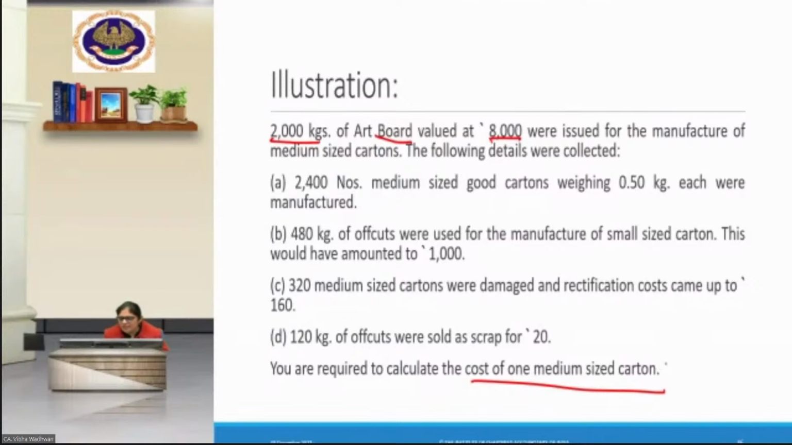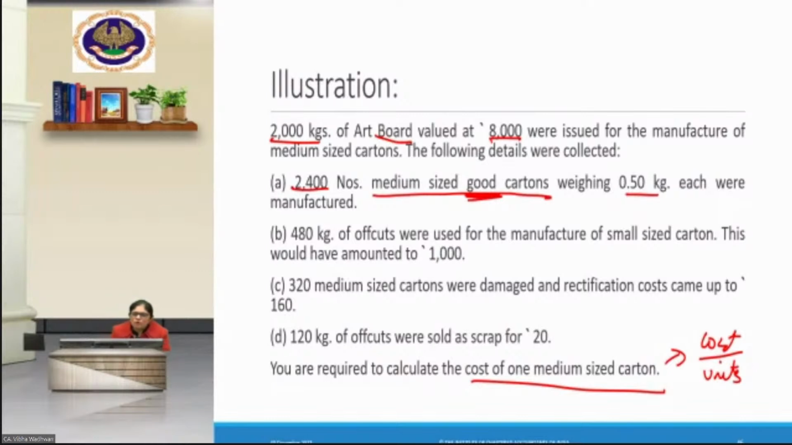Medium size carton cost means cost divided by units of medium size carton, right? So 2400 medium size good cartons. All right, good cartons means excluding the defective ones. Good cartons weighing 0.5 kg each were manufactured. That means one medium size good carton takes half a kg of board. All right.